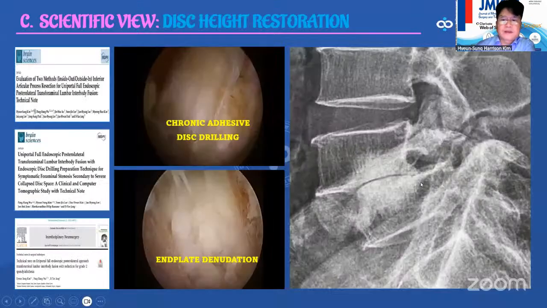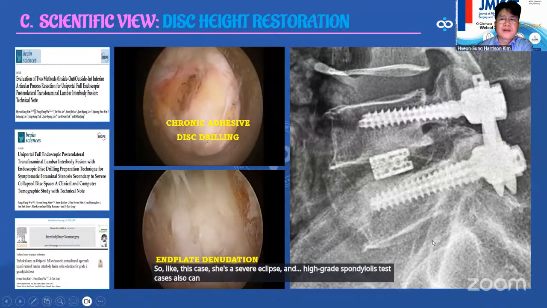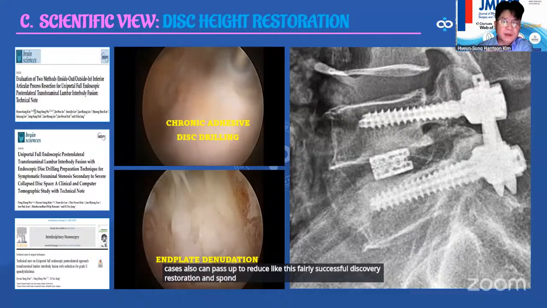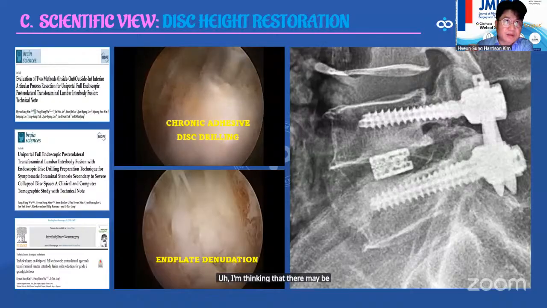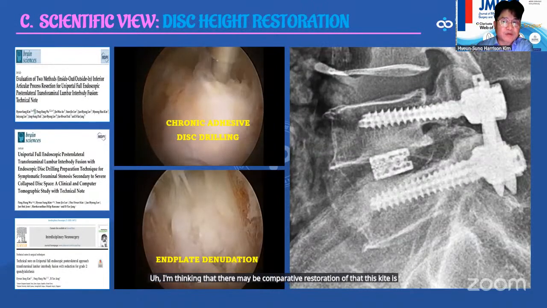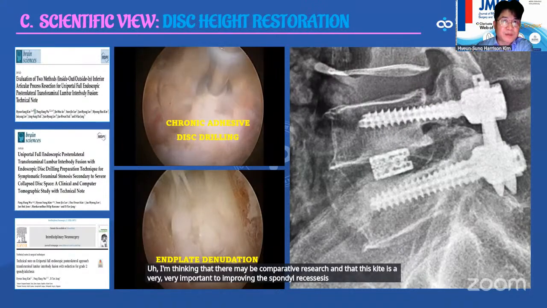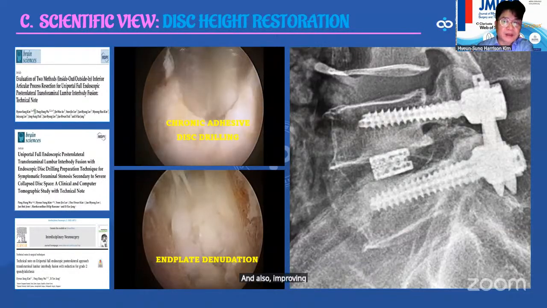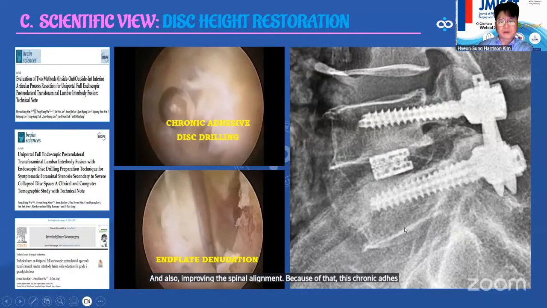So like this case of a severe collapse, the high-grade spondylolisthesis cases also can possibly be reduced like this, with very successful disc restoration and spondylolisthesis restoration. I think that maybe complete restoration of the disc height is very, very important for improving the spondylolisthesis, improving the indirect compression, and also improving the spinal alignment. Because of that, this chronic adhesive disc drilling is a very important skill.